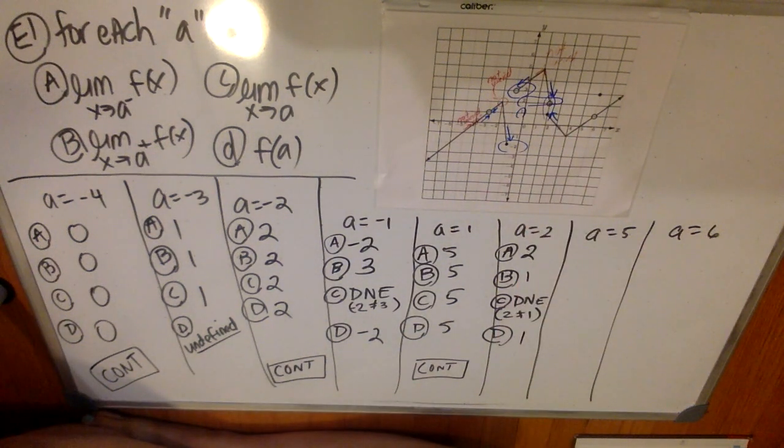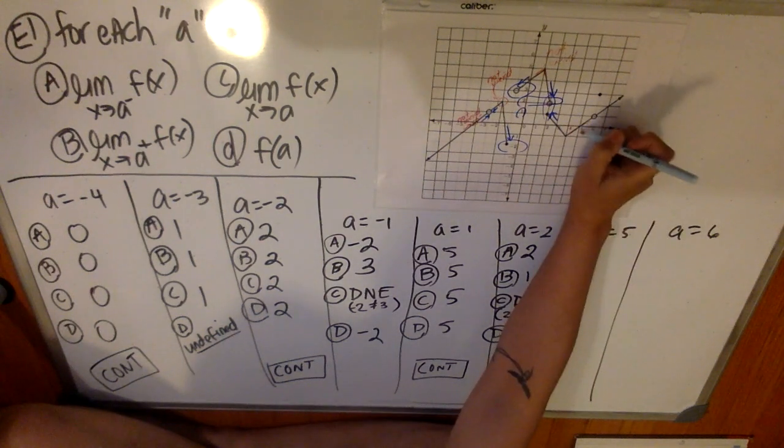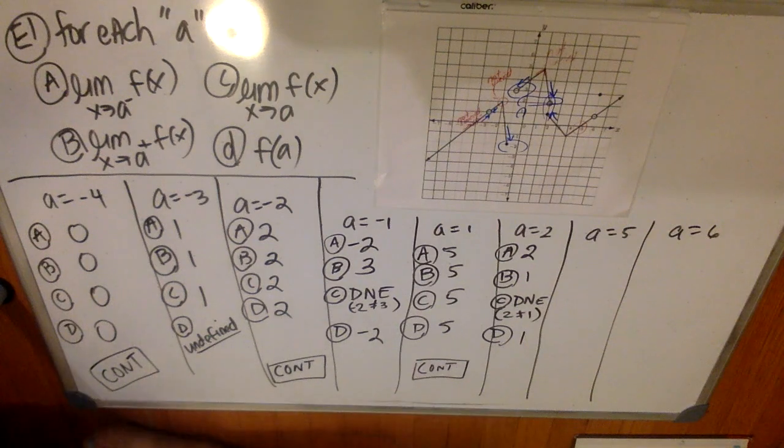And when we look at 5, that is another spot where, if you look at where x is 5, nothing weird is happening there, right?